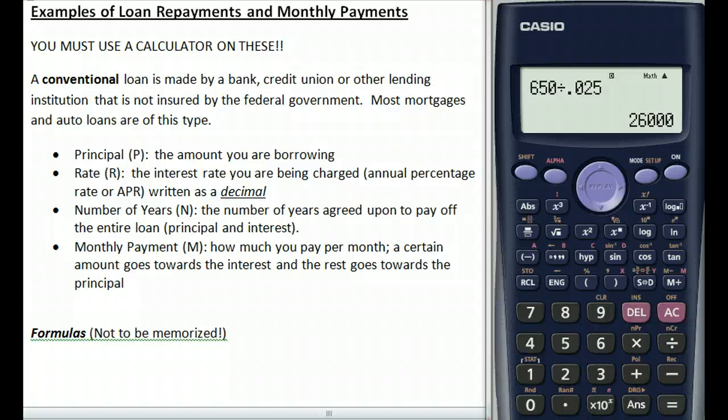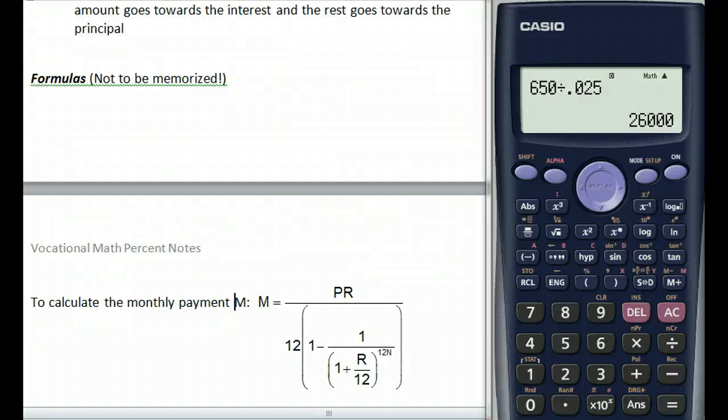There are different letters in the formula. P is the amount you're borrowing, that's called the principal. R is the interest rate, again always writing it as a decimal. N is the number of years, and M is your monthly payment. You have to read the problem and write down all the letters and the numbers you're given, and one of the letters will always be your question mark.